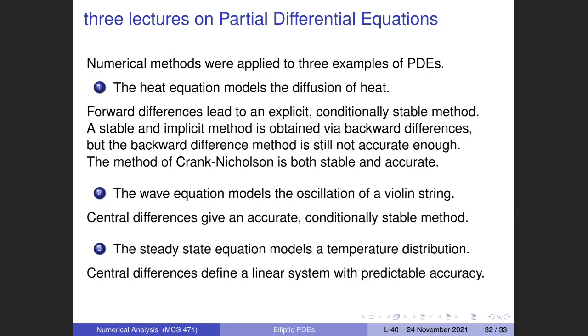Backward differences were unconditionally stable, but still not accurate enough. So for the heat equation, we actually needed 3 methods. We needed a third attempt that gave us the method of Crank-Nicolson, which was also h square and k square. With both the wave equation and the steady state equation of today, we were fortunate to get immediately an accurate solution.